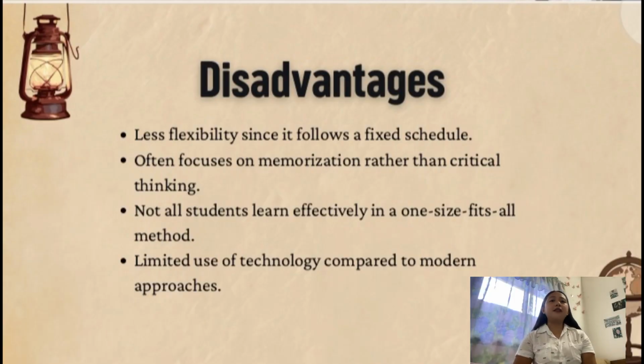So next, we have the one-size-fits-all method. In traditional learning, teachers teach everyone the same way, but students have different learning styles and abilities. So in PE, some students learn faster by doing the activity, while others struggle if the teacher only demonstrates once. In health, some students prefer discussion or real-life examples, but the class may only focus on lectures and note-taking.